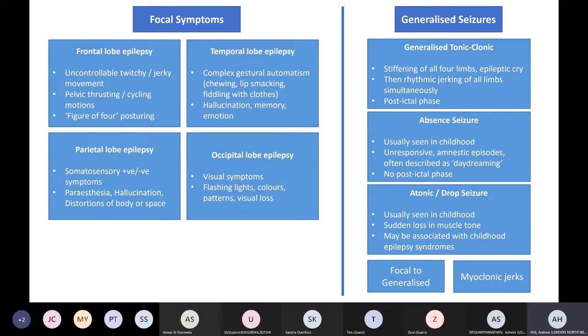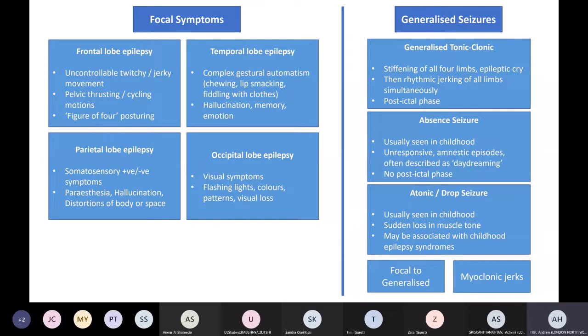In terms of your generalized seizures, everyone knows about your generalized tonic-clonic seizures, the stiffening of all four limbs simultaneously, followed by a rhythmic jerking of all four limbs and potentially the epileptic cry. But there's other types of generalized seizures too, like absence seizures, which often look like daydreaming, and in your SBAs it will usually be a child who looks like they're unresponsive because they're daydreaming at school or at home, for example, and there's no post-ictal phase for those.